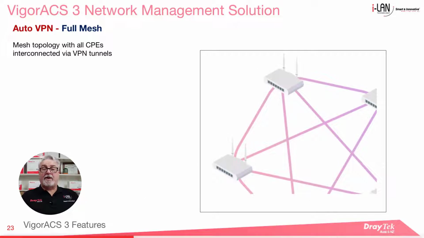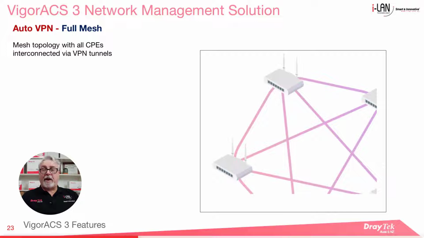The next type of VPN topology is full mesh. This is where VPN tunnels are created between all CPEs to create a mesh topology. This will provide redundant paths to keep the network running in case one of the CPEs fails. Again, if a subnet conflict occurs, the ACS server is capable of designing and suggesting LAN subnets for all devices.